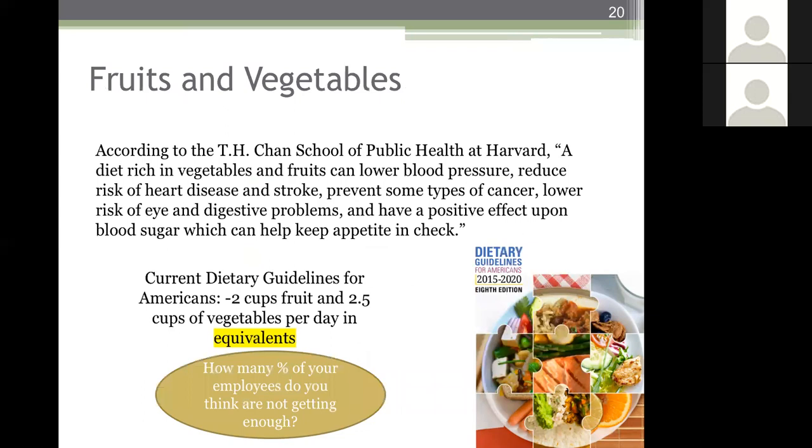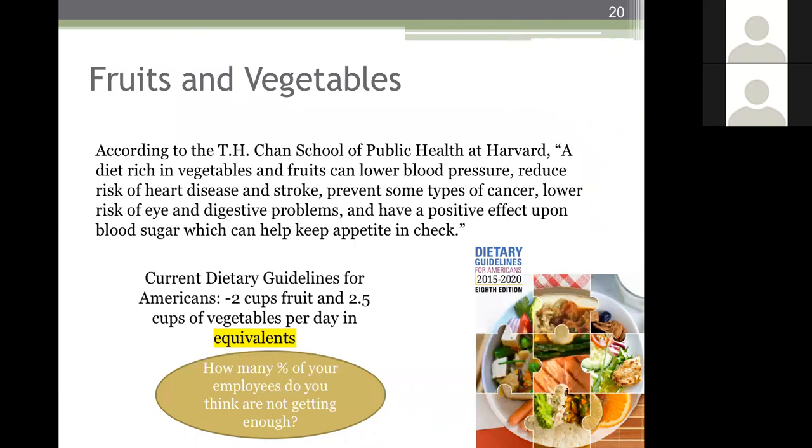But let's talk about my favorite topic, which is fruits and vegetables. Here, the Harvard School of Public Health is a fantastic resource, and I use it very, very often. They say a diet rich in vegetables and fruits can lower blood pressure, reduce the risk of heart disease and stroke, prevent some types of cancer, lower risk of eye and digestive problems, and have a positive effect upon blood sugar, which can help keep appetite in check.